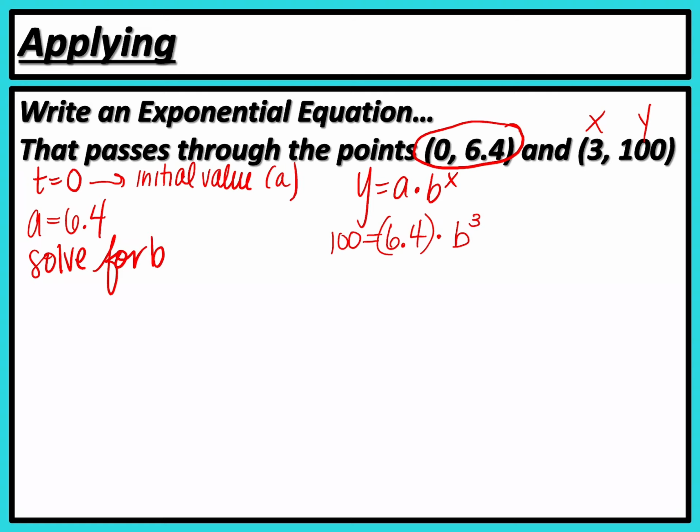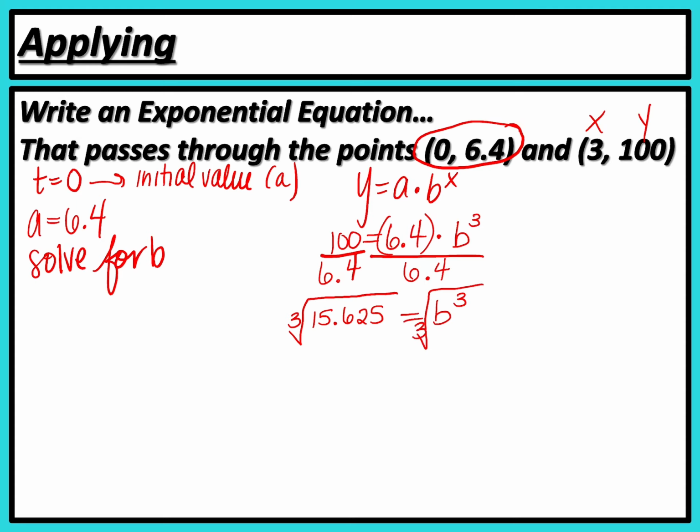Using order of operations to isolate, we're trying to get b by itself. First step is going to be to divide out that a initial value. And we get 15.625. This equals b cubed. So we're going to do something here called a cube root. It's very similar to doing a square root, which we've seen before.